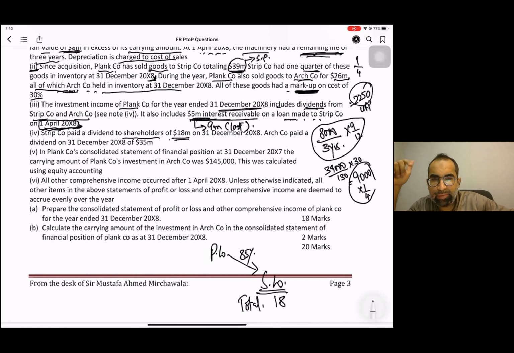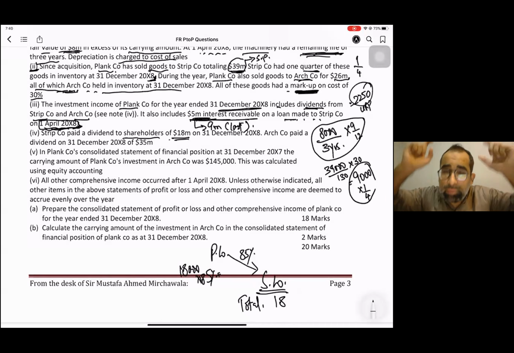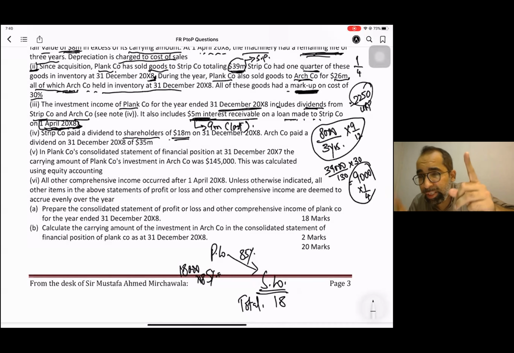18 million times 85% will come to the parent company, 15,300. Yes, this 15,300 we have booked in our investment income, which we need to cancel out because of the intercompany thing. Okay, so don't forget to remove this 15,300 from investment income.